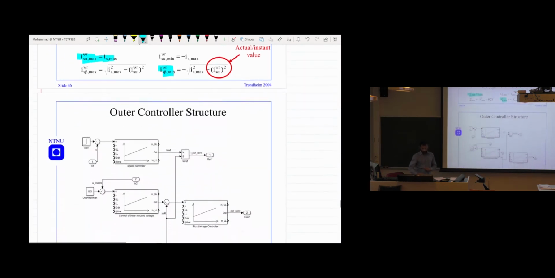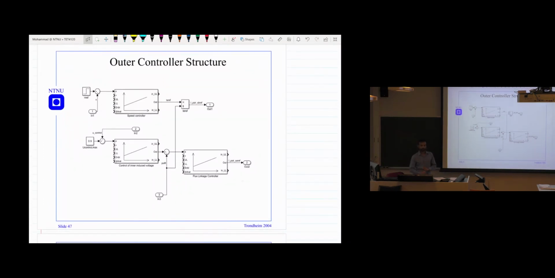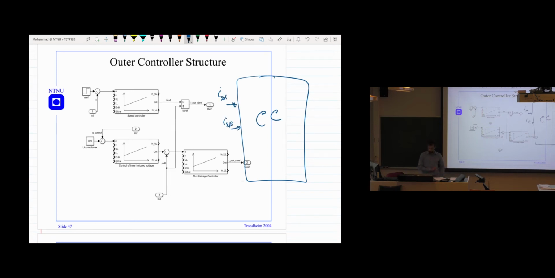So now we want to implement the controller, and how to implement it. First, the current controller. This is the current controller. In the current controller, we need to provide the current references, IS alpha and IS beta. These two current references we need to give to the current controller. So how can we do that? How can we provide these two currents?